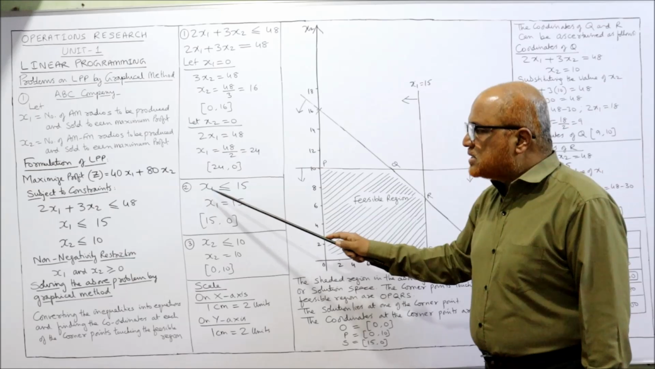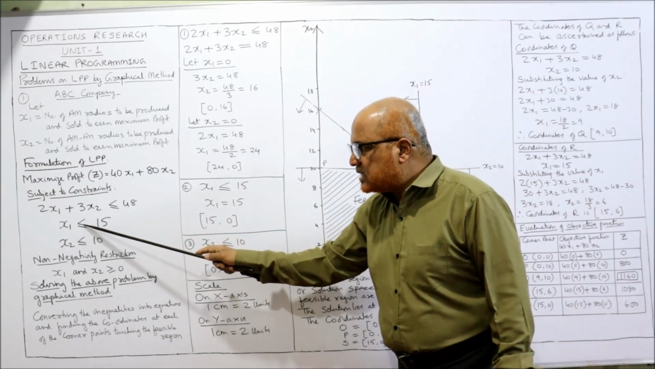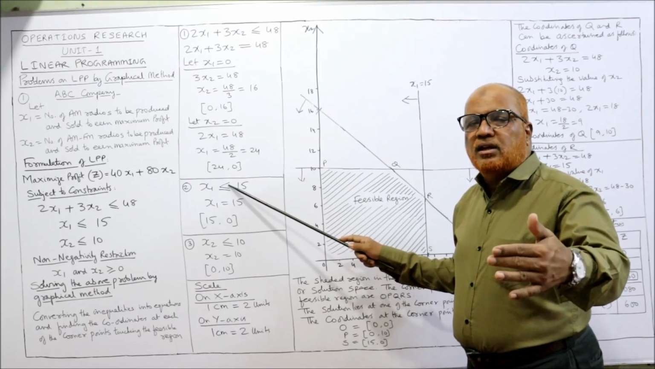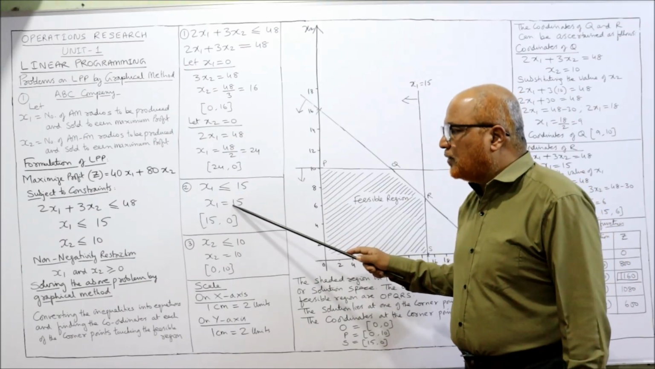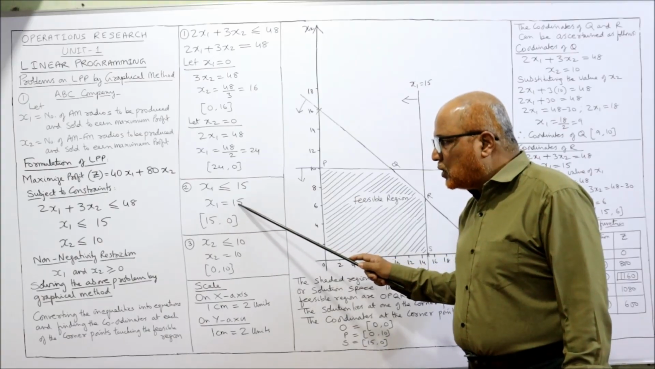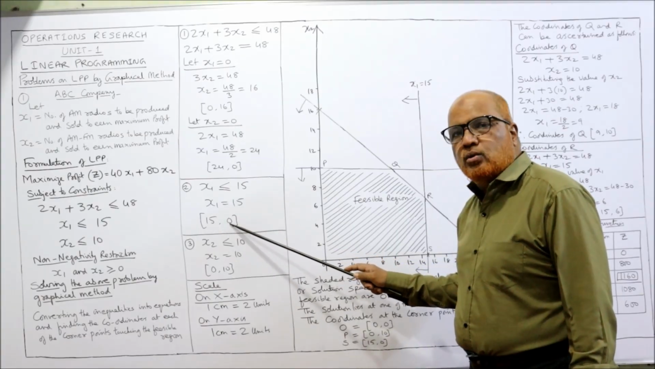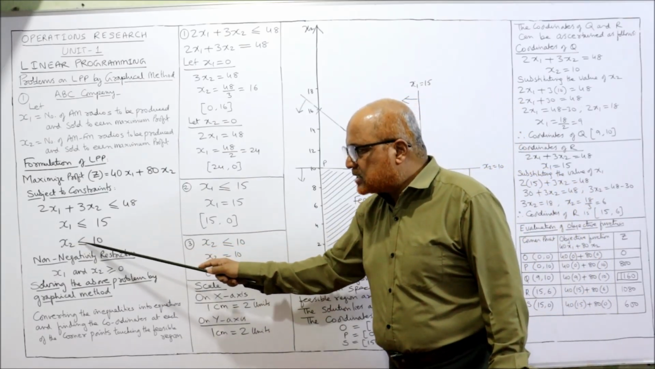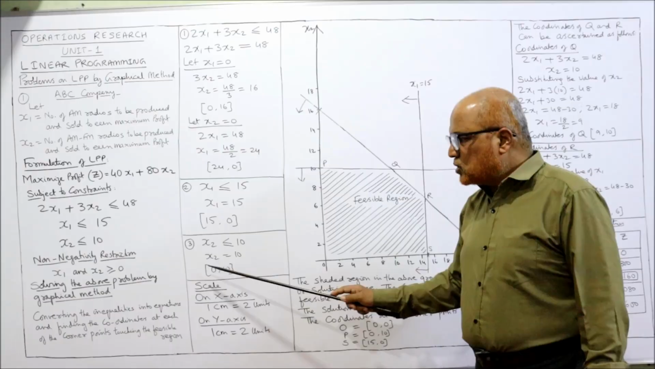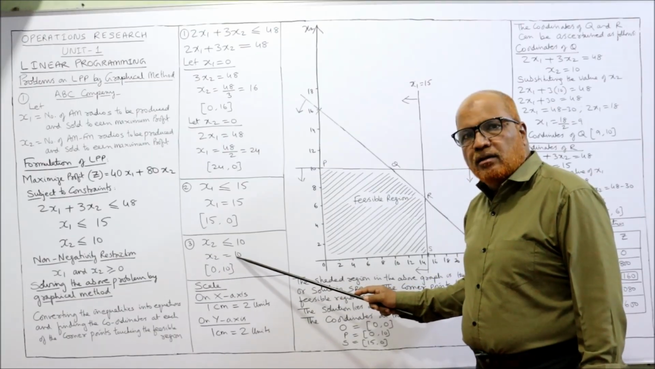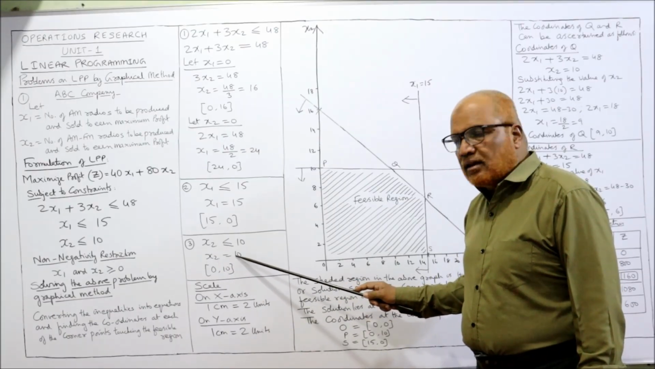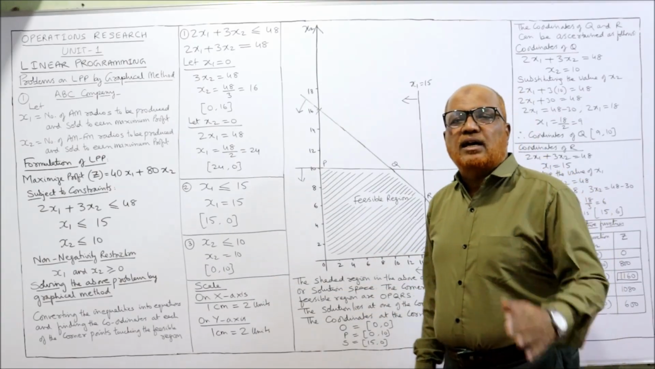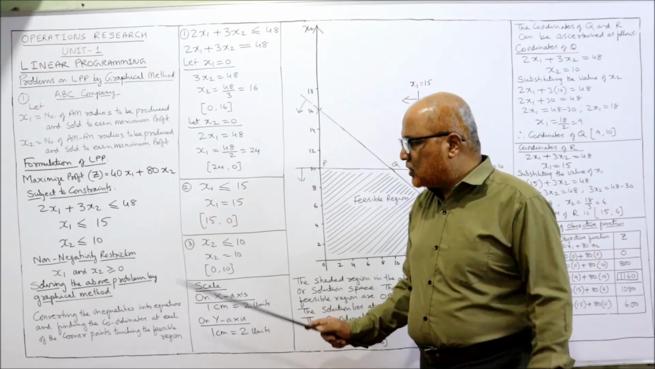Right? Now second inequality, x1 less than or equal to 15. So less than or equal to we are converting into equation, x1 is equal to 15. So when x1 is equal to 15, x2 is equal to 0. Right? Now third restriction, x2 is less than or equal to 10. So we can take x2 is equal to 10. When x2 is 10, x1 is 0. So in this way we have converted the inequalities into equations.